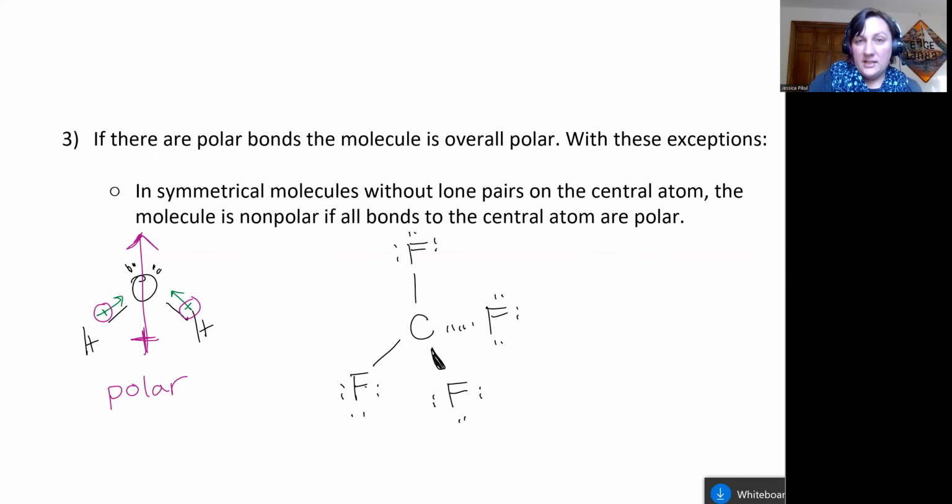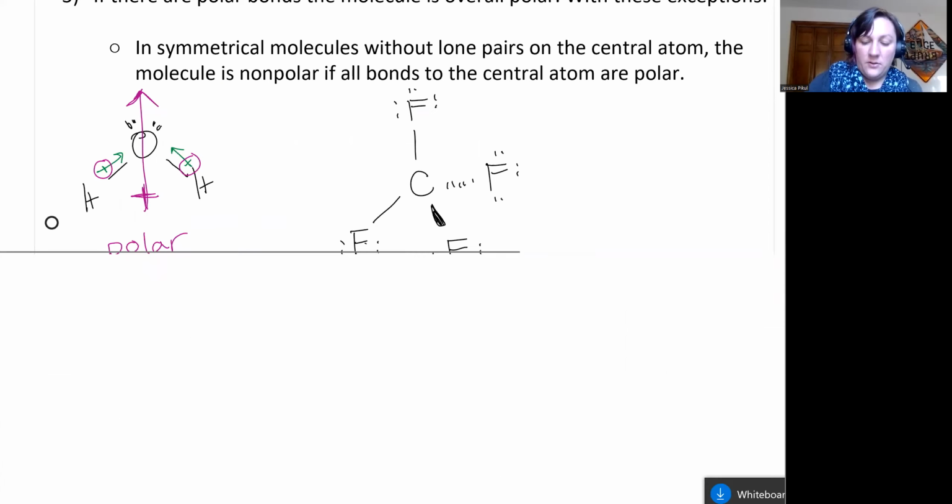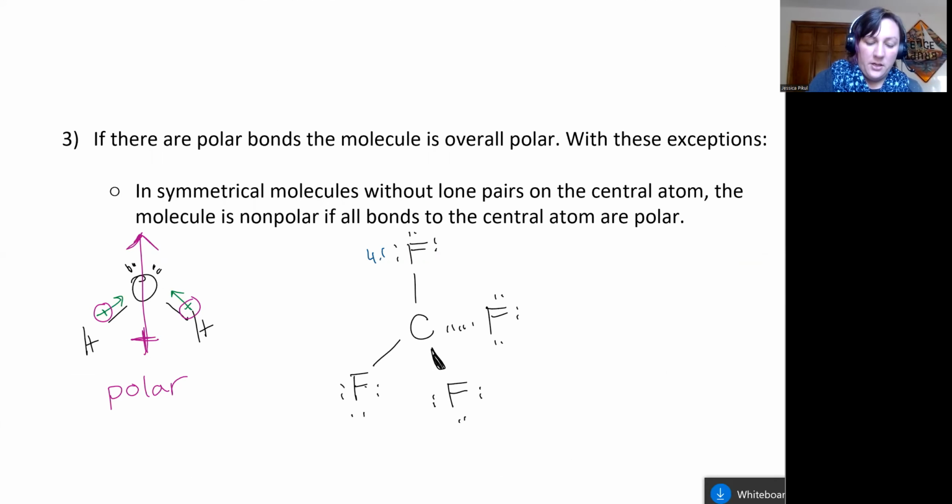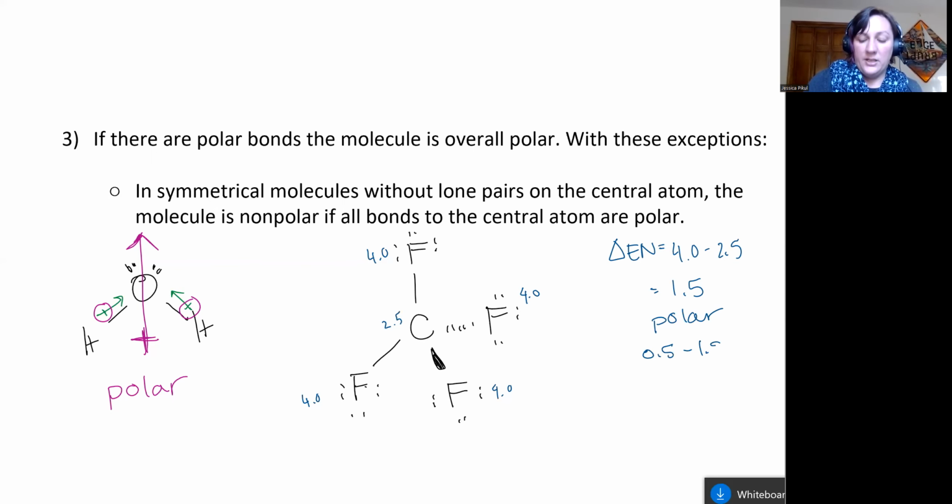So the electronegativity value for fluorine is 4.0, and for carbon, it's 2.5. And since all of these bonds are the same, we're all going to have the same electronegativity difference, which is 4.0 minus 2.5, a value of 1.5. So that falls into our range of 0.5 to 1.9. So we have polar bonds. So all of these bonds are polar.